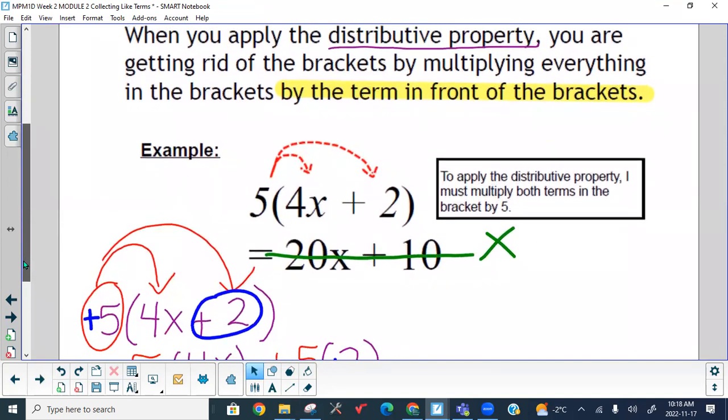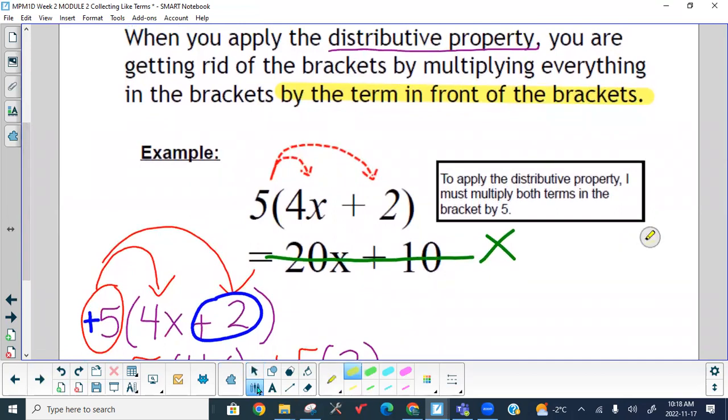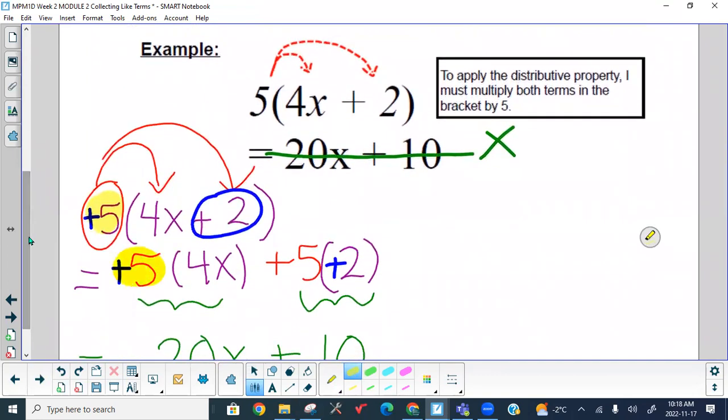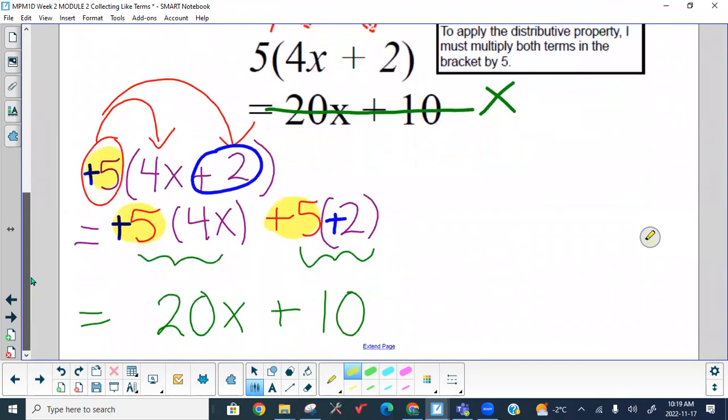So if I have my question, the positive 5 is going to be what I distribute. So I have to rewrite the question as positive 5 times the first term, which is positive 4x, and then positive 5 times my second term, which is positive 2. At this point, I can perform the multiplication. So I'll just move over here. Positive 5 times 4x gives me 20x. Positive 5 times positive 2 gives me positive 10.